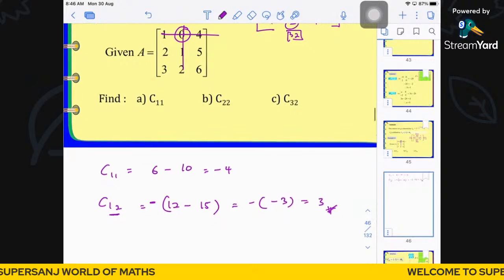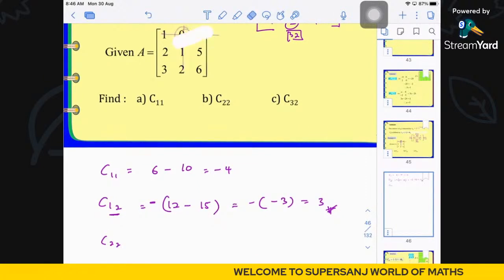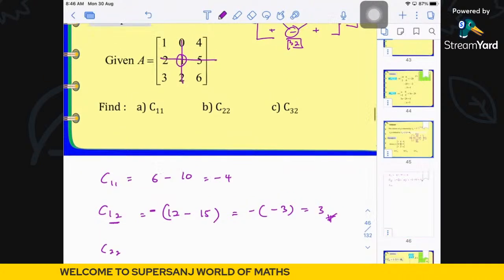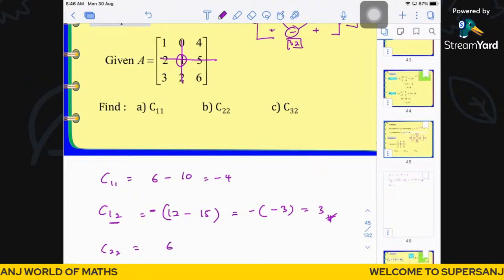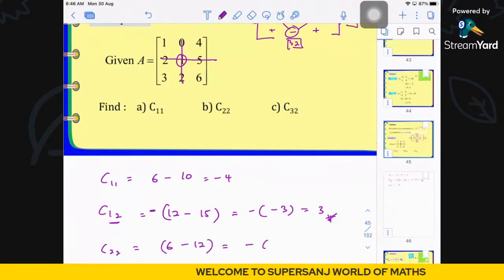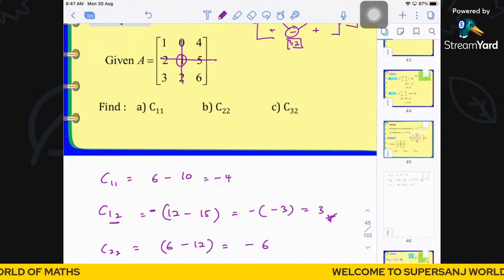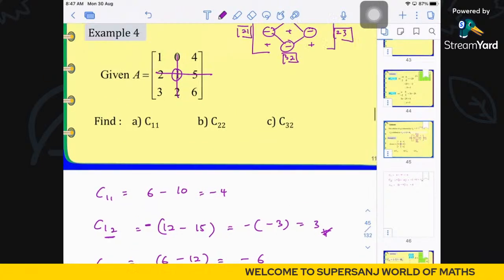Clear? So if I ask you for C22 right now, no problem. Just cancel off over here. 2 is here, so this and this you cancel. So from there, you get 1 times 6 is 6. And then 4 times 3 is minus 12 there. So 6 minus 12 is -6. Now, since 2 plus 2 is an even number, I don't need to change the sign. So I don't put a negative in front.